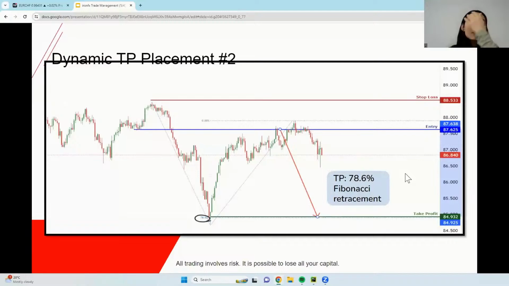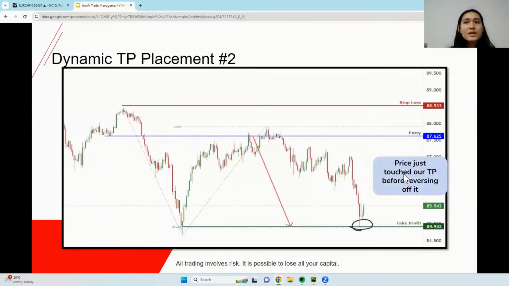So, dynamic take profit placement here. Our take profit is in line with a 78.6% Fibonacci projection. This is wrong on screen, it should be projection, because we have 3 points and we are using a flash shape, or a lightning bolt shape. And our 78.6 is in line with our take profit. Then we can see that price worked out just exactly as we expected and touched our take profit before reversing off of it.